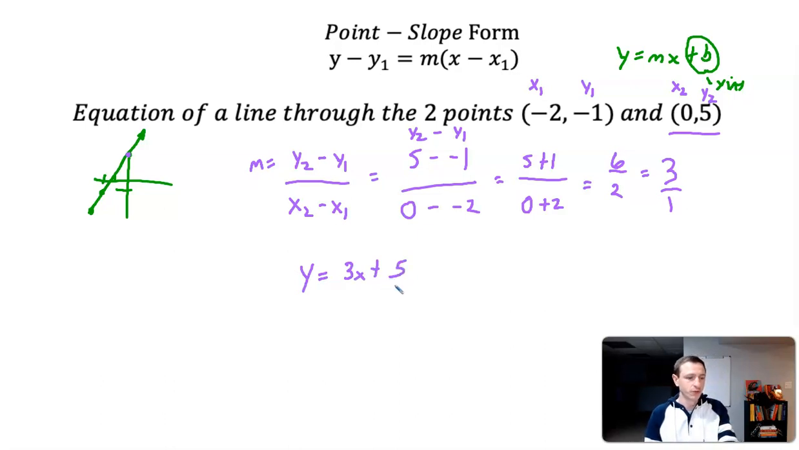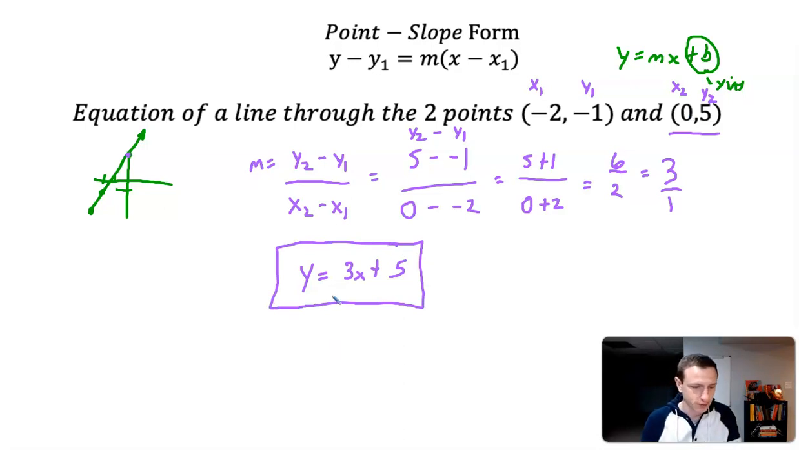I don't even need to use point-slope. If this wasn't a y-intercept, then I would need to use point-slope. But luckily, they gave us a y-intercept, so I like that. And we're done here. No need to reinvent the wheel when we don't need to. It's done.